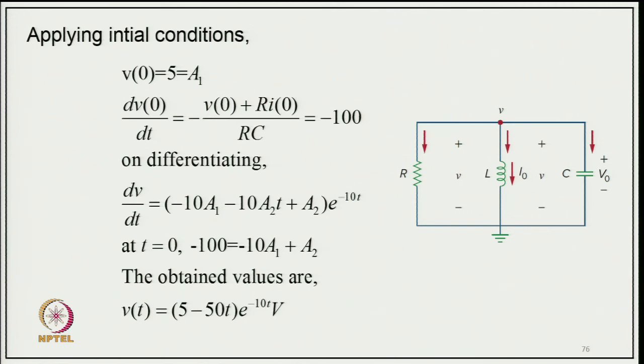Here v(0) equal to 5 equal to A1, and dv upon dt at 0 will be minus (v(0) plus R i(0)) upon RC, that is minus 100. On differentiating, dv upon dt will be minus 10 A1 plus A2 t e to power minus 10t plus A2 e to power minus 10t, and at t equal to 0, that will become minus 100 equal to minus 10 A1 plus A2, and the obtained value gives v(t) equal to (5 minus 50t) e to power minus 10t volts.